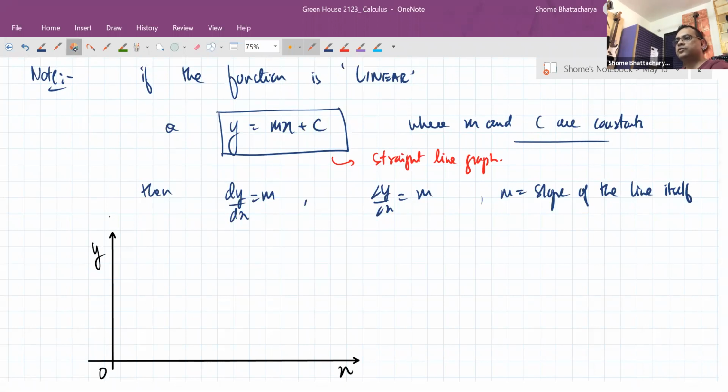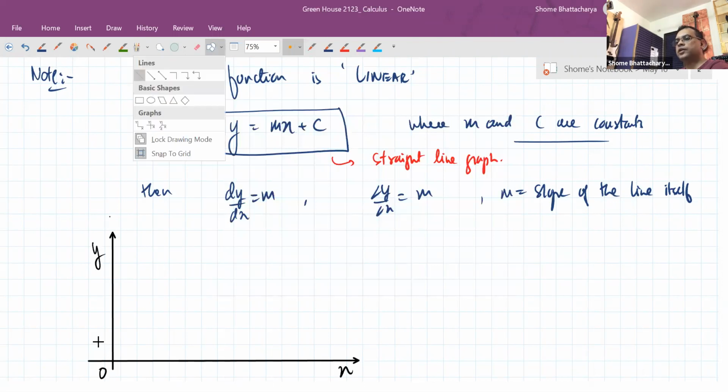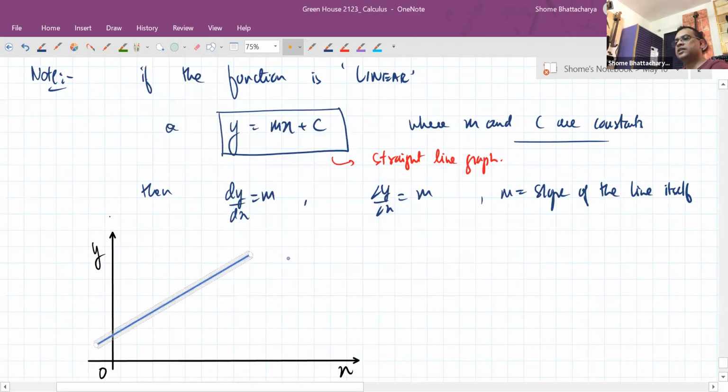So for example, if we have one particular straight line which has a positive slope like this one. Just as an example, let's take y is equal to 2x plus 3. We will see that this line has a slope, or tan theta, equal to plus 2.